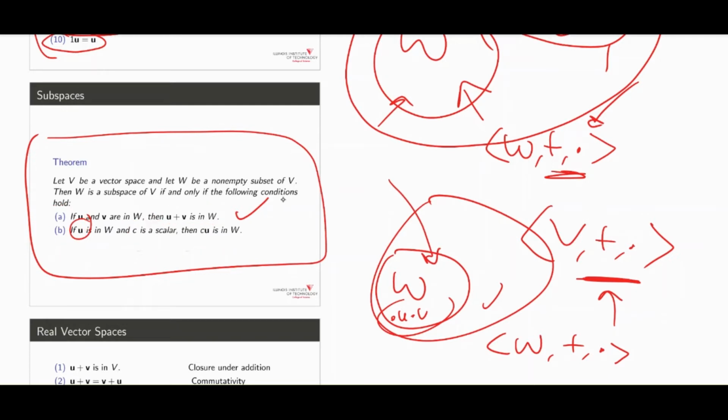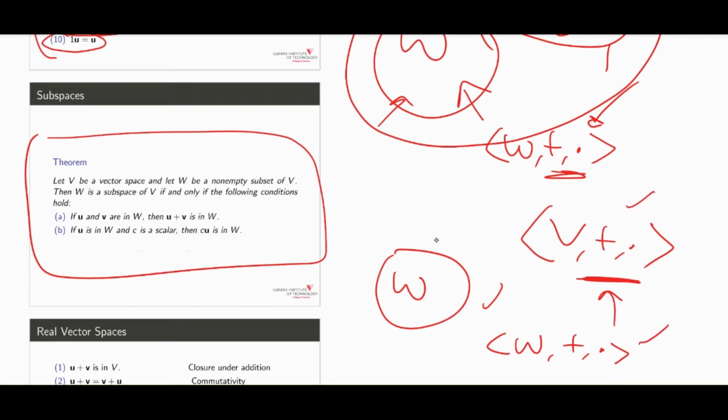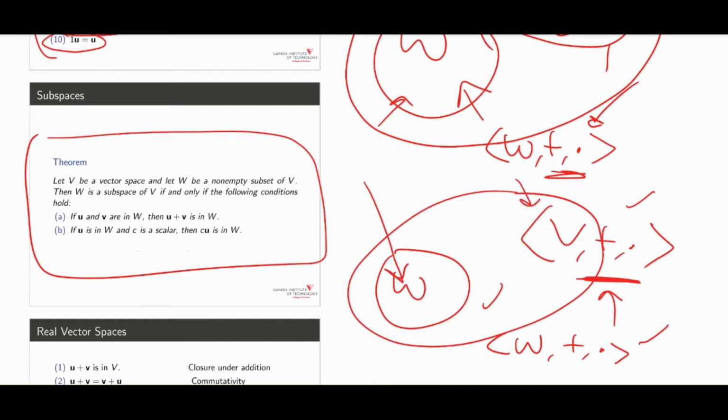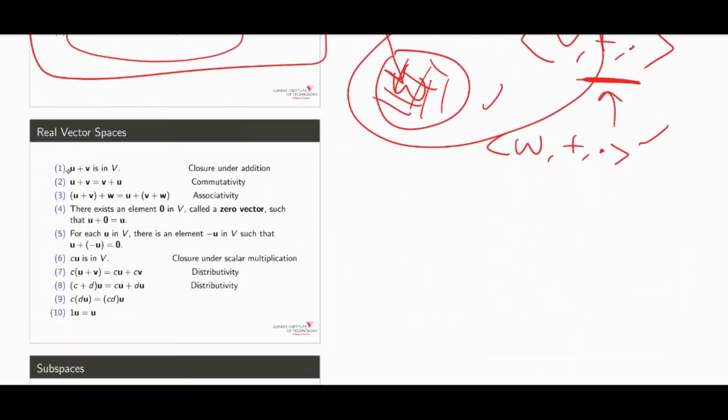So let me say that again, okay? Let's look at our setting again. So we have this, we have this, we have this. In order to verify whether W is a vector subspace of V or not, you just have to check closure under addition for all the elements that are in W, and you have to check closure under scalar multiplication for all the elements that are in W, okay? So we basically have to check these closure properties under addition and scalar multiplication.